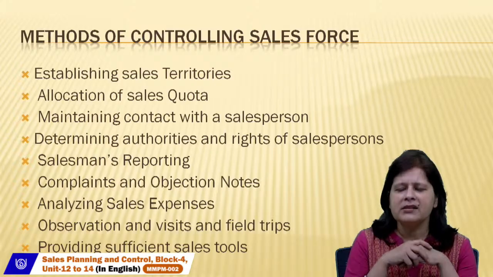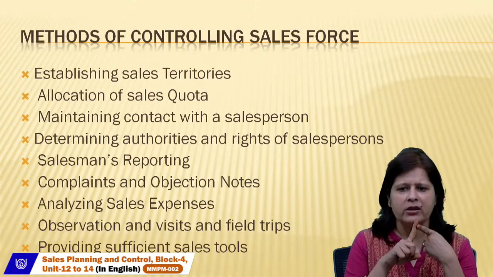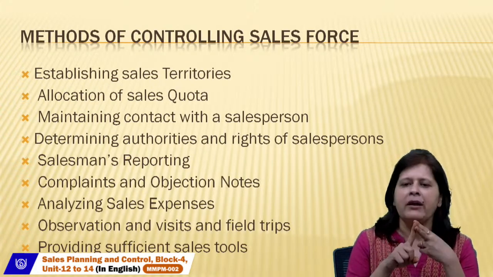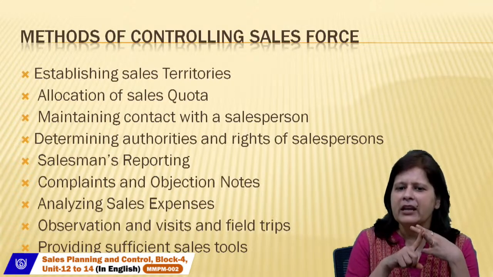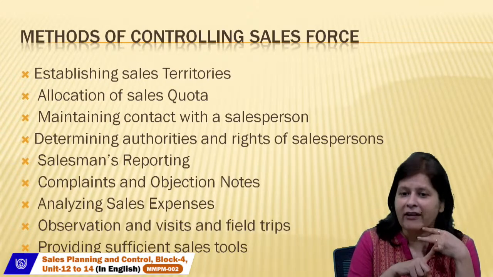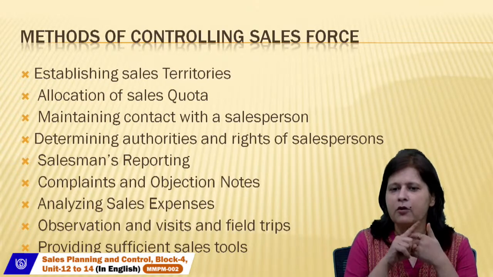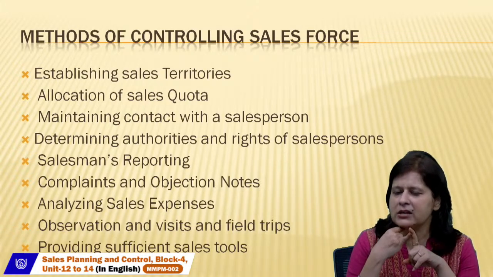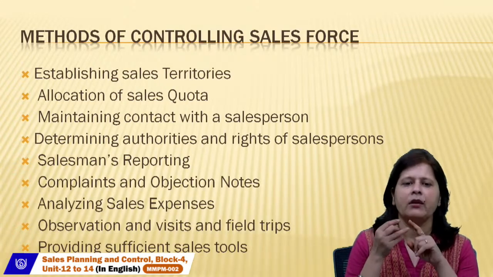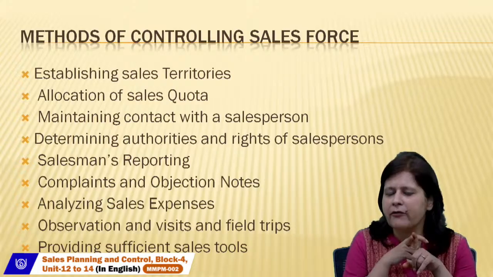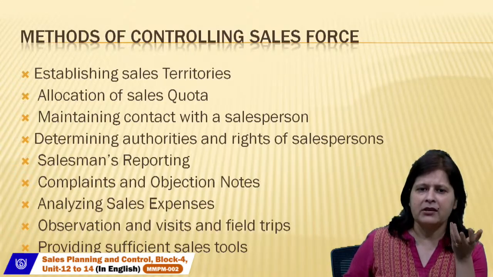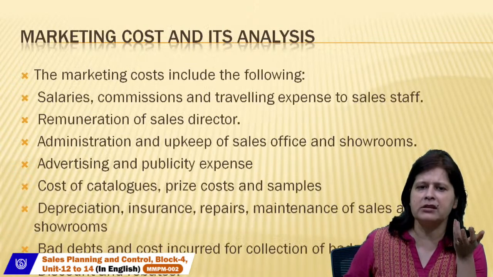Methods of controlling the sales force. What are the methods? That is establishing the sales territories. You can control the sales force by establishing the sales territory, allocating the sales quotas, maintaining the contact with the salesperson, determining the authorities and rights of the salesperson, salesman reporting, whom they will report to, complaint and objection notes, then analyzing the sales expenses, then observations and visits and field trips, and providing sufficient sales tools. These are the methods with which one can control the sales force.